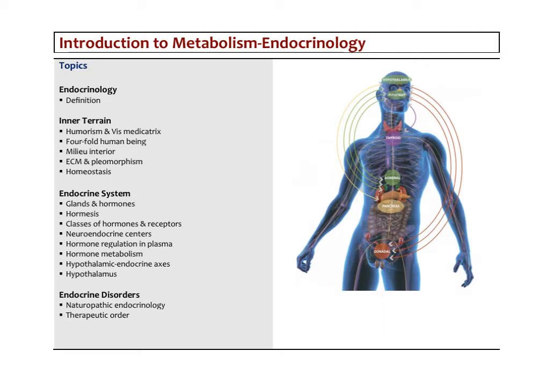Look at a concept known as hormesis, which is going to be very important for understanding endocrine action. Also look at classes of the hormones and their receptors. I'm going to introduce a concept known as the neuroendocrine centers, and then look at the regulation of hormones in the blood, and then again end on the hypothalamus.